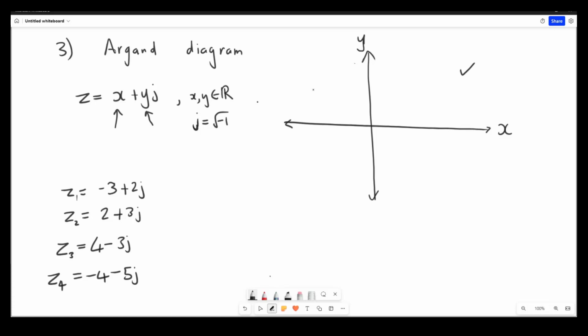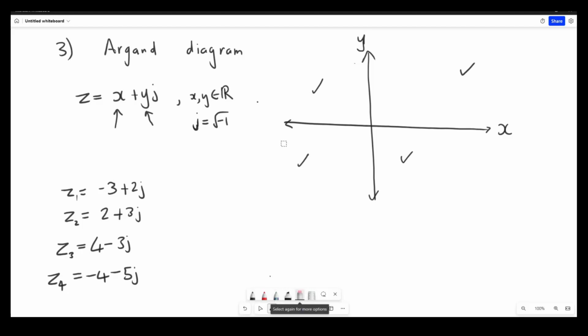In the second quadrant of the Cartesian plane, the y component is positive and the x component is negative. In the third quadrant, both the x, the real component, and the imaginary component are negative. In the fourth quadrant, only the y component, the imaginary component, is negative, and the real component x is positive. Okay, right. So just bear that in mind.